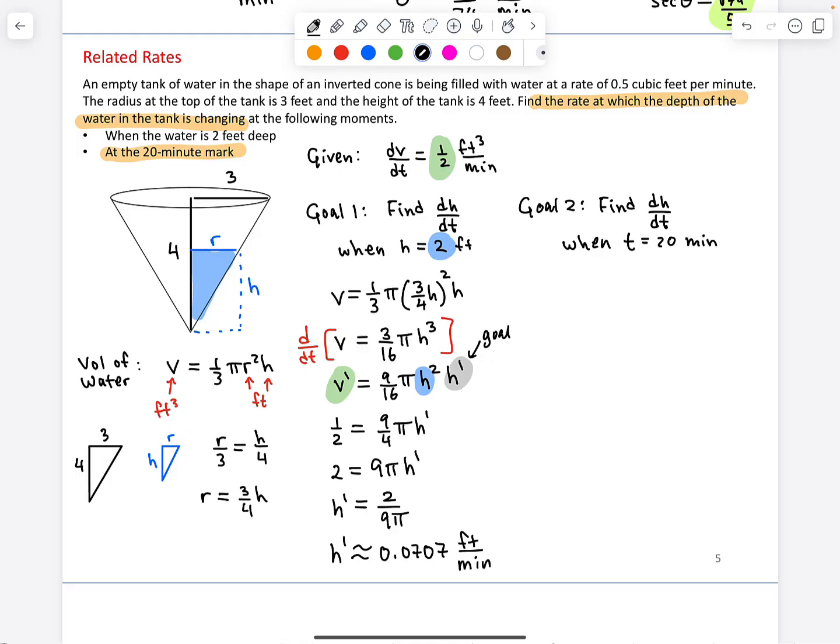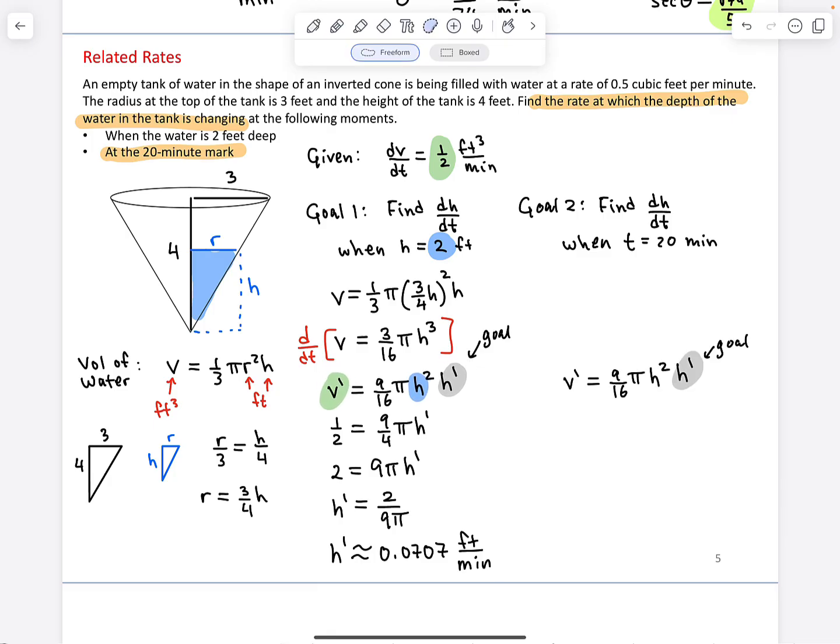Also find dH/dt, but when t equals 20 minutes. So I can take this same statement right here and copy it, and we still want to find H prime. I can still substitute 1/2 in for V prime, the green number, but I need to substitute something in for H, but I can't use the blue number because H isn't necessarily 2 at this moment in time when t is 20. So I need to figure out what H is at this time.